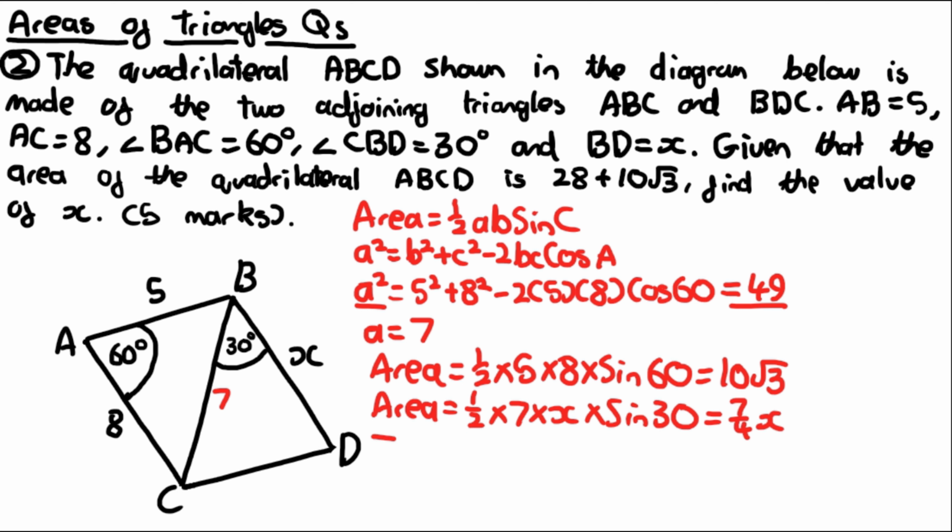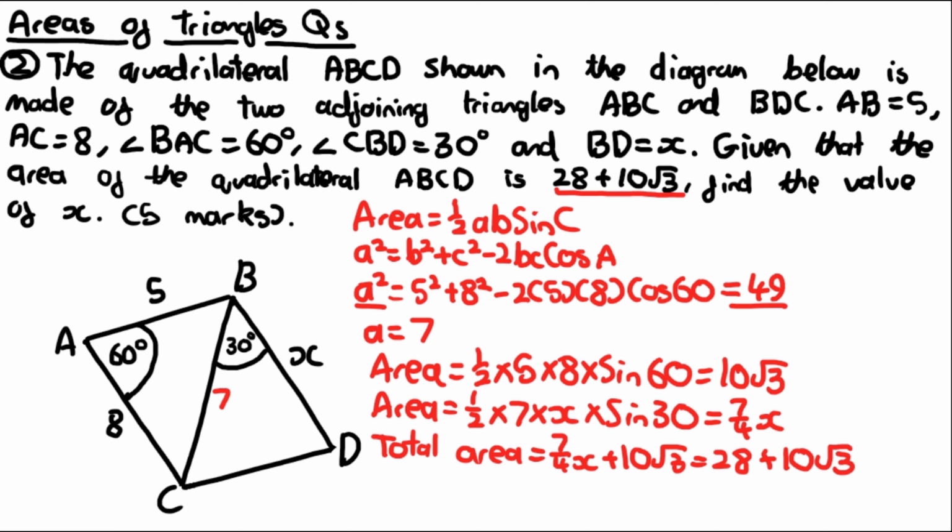So therefore the total area is equal to 7 over 4 x plus 10 root 3, and this is obviously equal to what they give us in the question, 28 plus 10 root 3. Well, obviously we can take away 10 root 3 from both sides to get 7 over 4 x is equal to 28, times both sides by 4 to get 7x is equal to 112, and then divide both sides by 7 to get x is equal to 16, and that's the final answer.